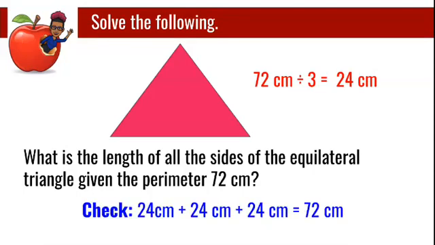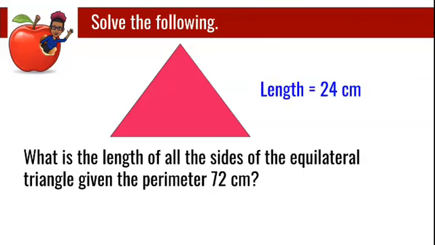Let's double check. So we're going to add 24 3 times. That makes 3 lengths. So we find the sum of the 3 sides, 24 centimeters plus our 24 centimeters plus 24 centimeters. We would get our 72 centimeters. So our length will be 24 centimeters.